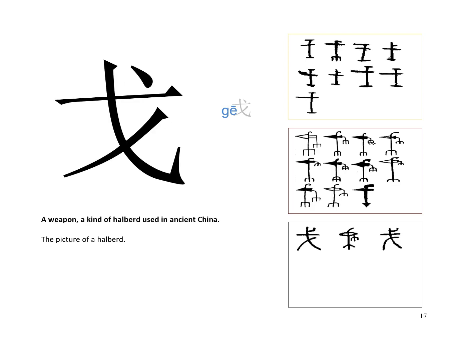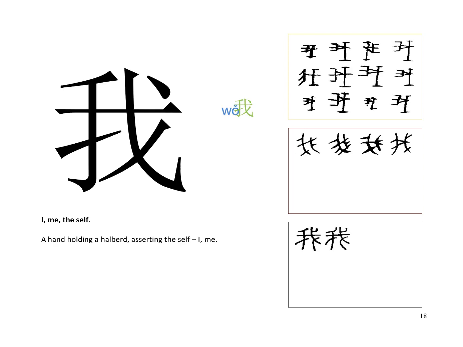Ga, the sound indicates a sharp instrument, a weapon. It is thought to be the symbol of a kind of weapon used in ancient China. You can see abstract drawings of the same on the right. In this character, you see the symbol of a hand together with the symbol of the weapon. So a hand holding a weapon is emphasizing the self, I, me, and so on. The sense of assertion. You could imagine it that way. Asserting the self, I.